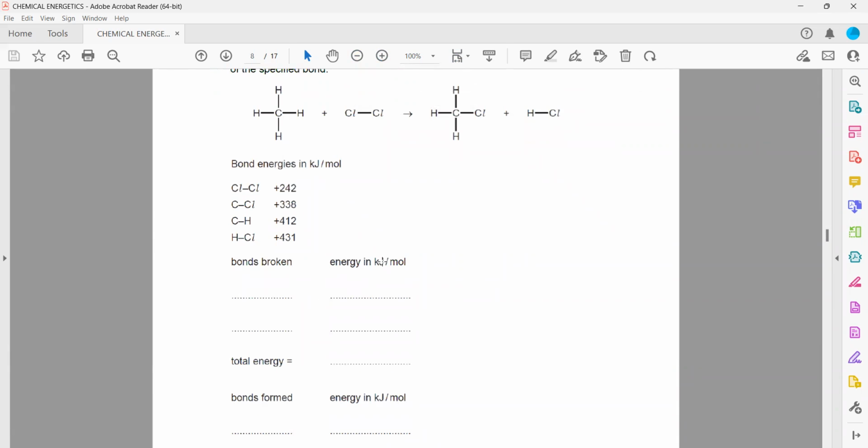The bonds which are broken. So which bonds we are breaking here, you have to identify the difference. The total bonds which we are breaking.